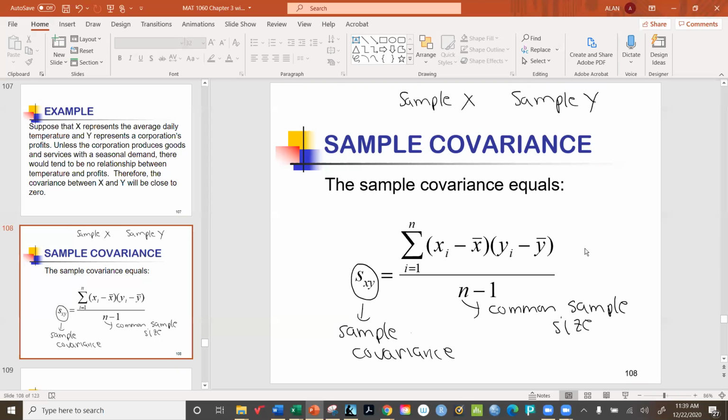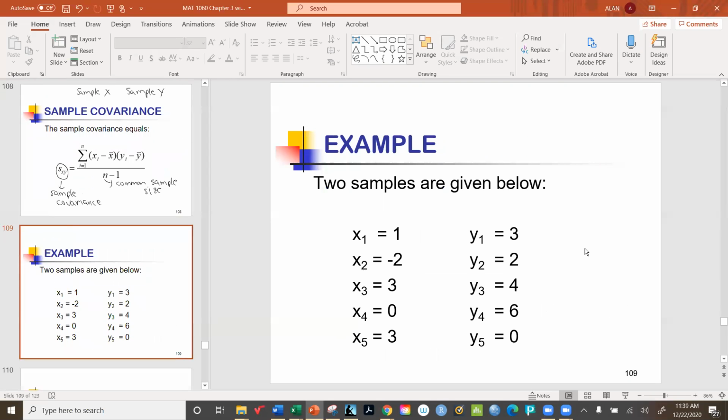Okay, so anyway, now you can see, here's an example. We have sample X and sample Y.